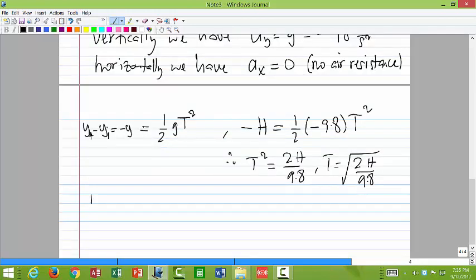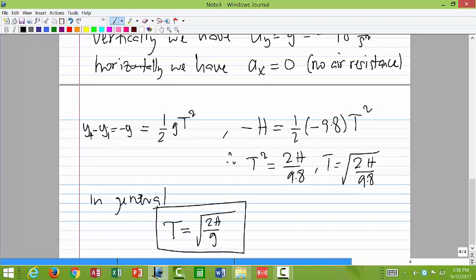In general, if you want to leave it in symbolic notation, you would just say t is the square root of 2h over g, knowing that when you put in the g, you can remove the negative because you have a negative h there, so there should be no negative square root. That's why I worked it out this way, for you to see that the negative sign goes away. I'll leave it in this form as a general formula. That is the time it takes to fall that height h. That time depends only on the height h. It doesn't depend on the velocity at which you launch it.